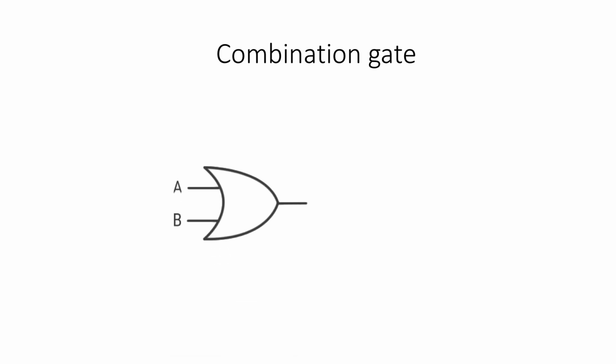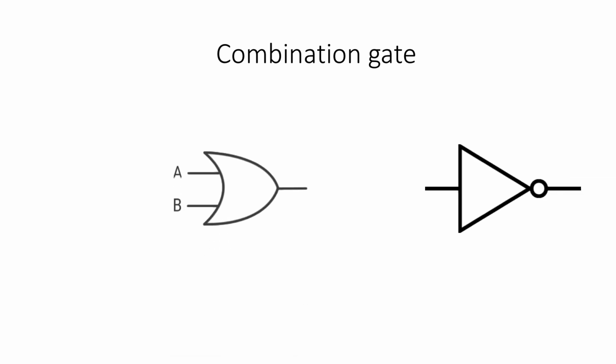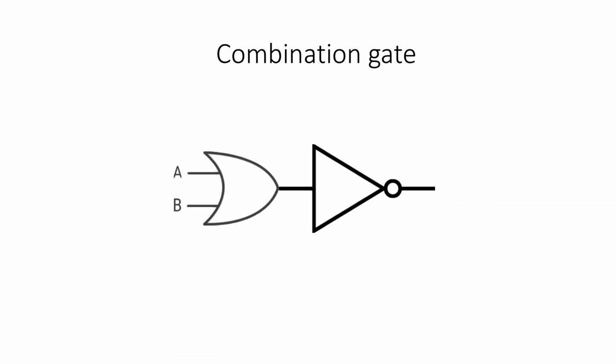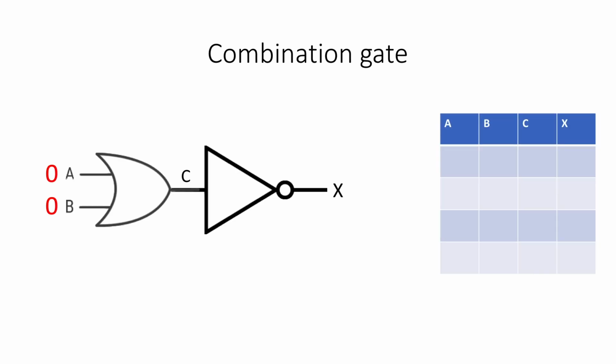So you have your OR gate and your NOT gate, connected together. This is what happens. You have an A and a B, and then it produces something in between called C. Then it goes through a NOT gate, and after going through the NOT gate, you have your final result, which is X. So we're going to look at the truth table and see what it produces.